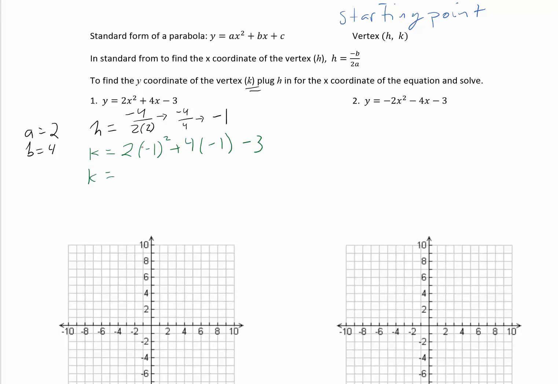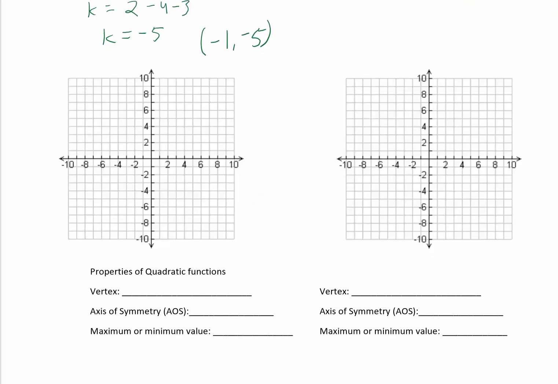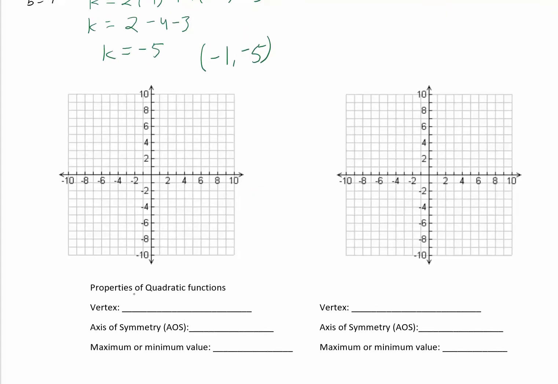Negative 1 squared is positive 1, times 2 gives me 2. 4 times negative 1 gives me a negative 4. And then I still have this negative 3. When I add all these together, 2 minus 4 is negative 2, minus 3 gives me negative 5. So k is equal to negative 5, and my vertex is negative 1, negative 5. I want to write that down on the line here. It says the vertex: my vertex is negative 1, negative 5.